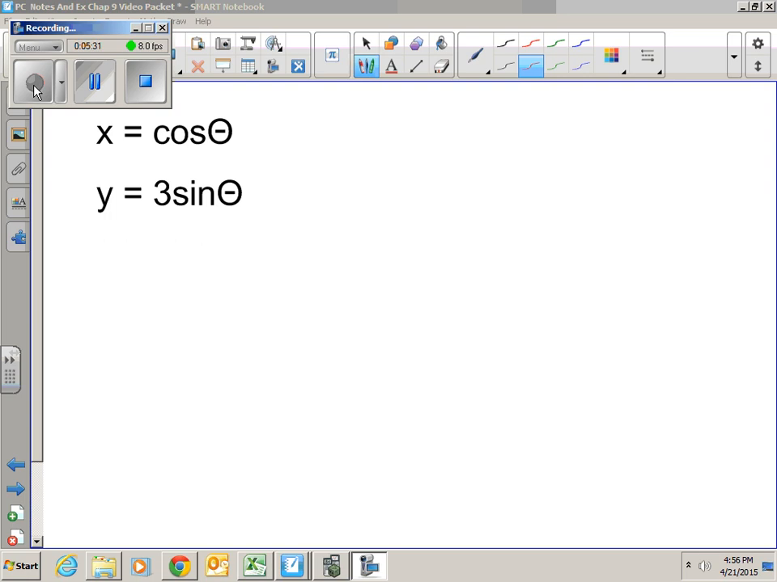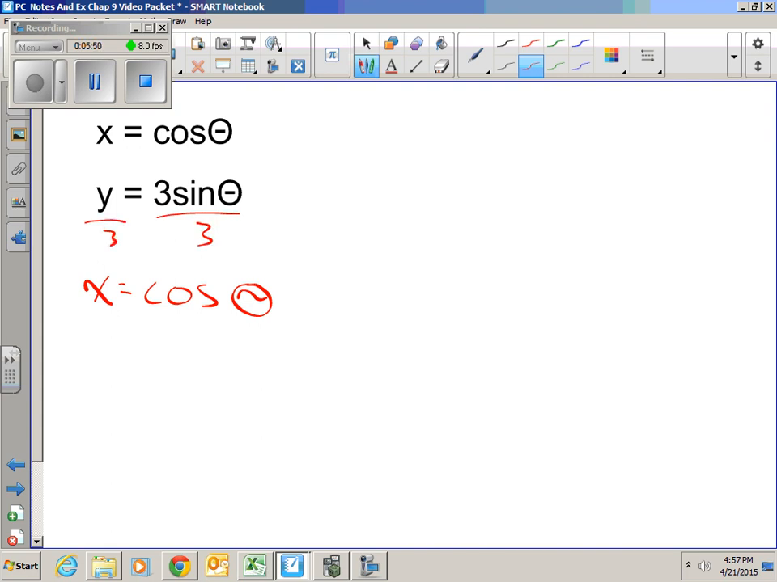Okay, now looking at our last example, we have a trigonometric parametric equation. I'm going to start by saying I'm going to let x equal cosine theta, and again, we're thinking of theta as our parameter. I'm also going to solve this for sine theta, and do we agree I can divide both of these by 3? So y over 3 is equal to sine theta.